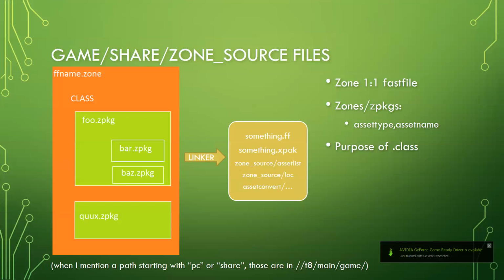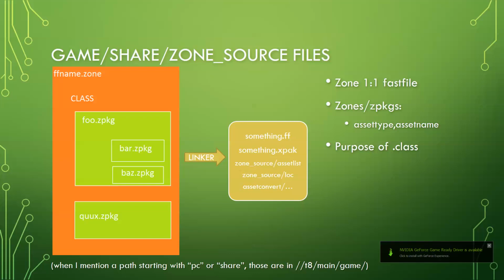So first off, the .zone file. For every fast file that the game has, you'll see a .zone that has the same name. So core-pre-gfx.ff, you'll see core-pre-gfx.zone. That's the main file that defines what's in that fast file, so that the linker knows how to build it. There are also a bunch of zpkg files. The .zone file can include as many of those as it wants. The .zpkgs can include as many other ones as they want. So that's kind of what I'm showing with this picture over here.